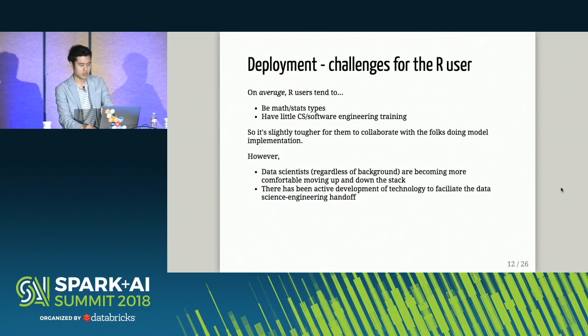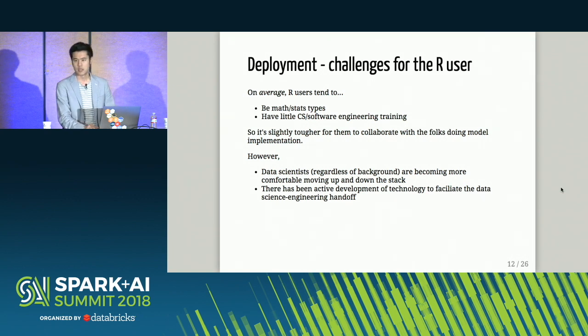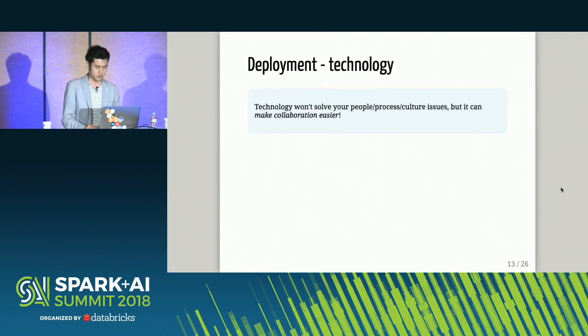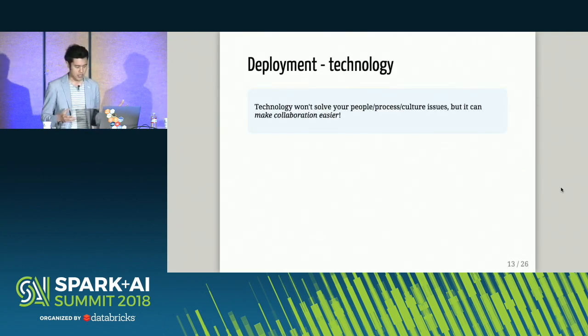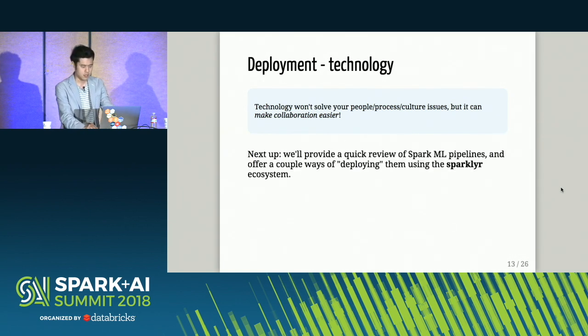A couple of trends today: we see that data scientists are more comfortable working with different technologies, moving up and down the stack. And there's also been quite a bit of active development in the different technologies to facilitate this handoff. So with all that in mind, technology won't solve all your cultural issues, but it can make collaboration easier. And I think this is a theme that we've seen from the keynote and some of the other talks.